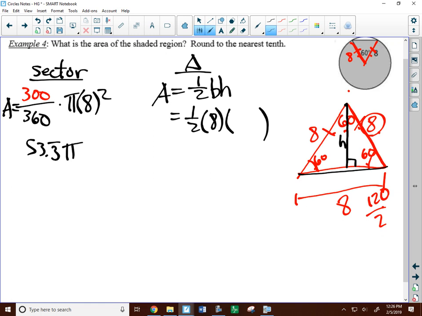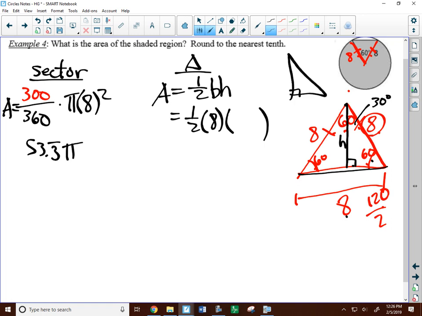So if altitude makes 90 and this is 60, then this angle is 30. And so you should be thinking back to right triangles. The way that we're going to get the height is 30, 60, 90. Or you can do Pythagorean theorem. So again, it was isosceles, became equilateral, so this is 8. But I need to draw in an altitude, and I'm going to find the height.